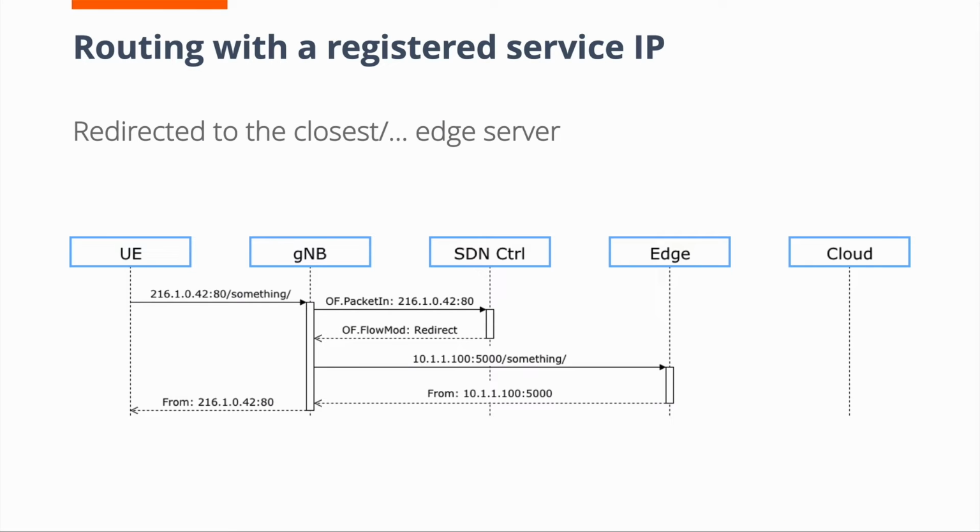Alright, so how does this routing with a registered service IP work? Well, the user equipment, that is, the user, sends a request to the network. The base station doesn't know this kind of request yet, so it sends a request to the SDN controller, which then checks: is this a registered service IP or not? If yes, it sends a redirection to the base station, and from there on, the similar requests are forwarded to the edge service instance, which responds instead of the cloud. So the cloud never sees the request.